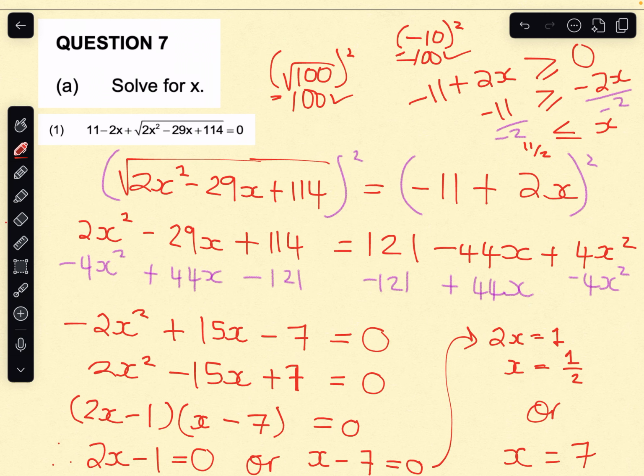But the problem is that we can't allow this expression to just be anything. This expression can only be something that is 0 or more, because this expression is equivalent to a square root, and a square root can only be 0 or more.